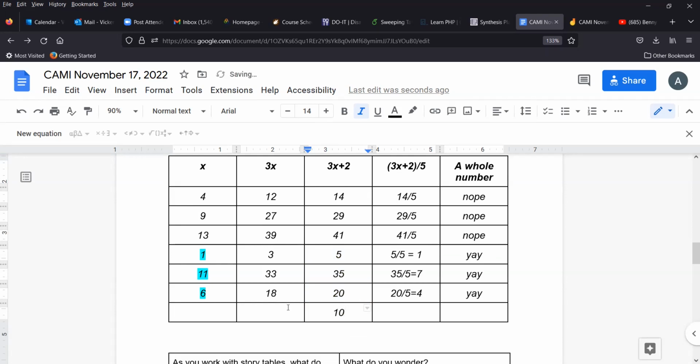I don't know what's going to happen here. So Eric, if 3x plus 2 is 10, then what is 3x? Oh, you want me to move backwards? Yes. If 3x plus 2 is 10, then 3x must be 8. Must be 8.